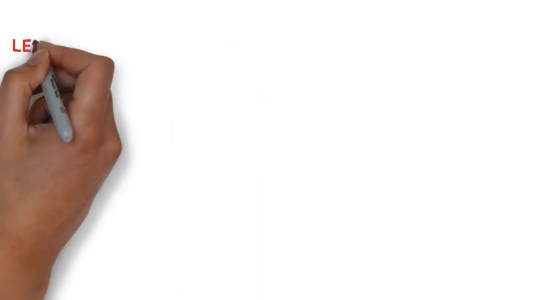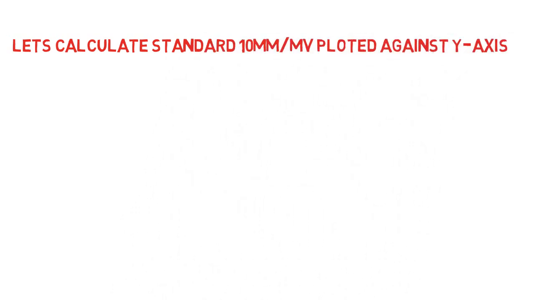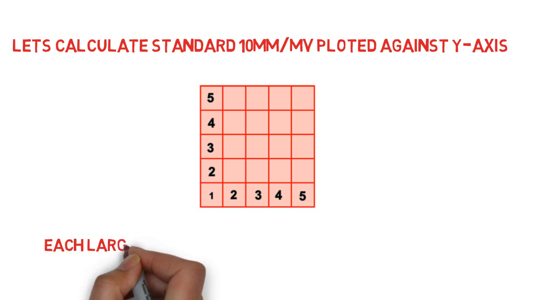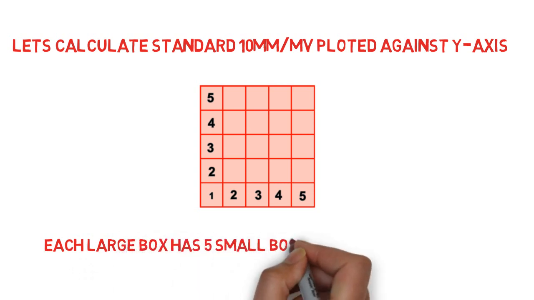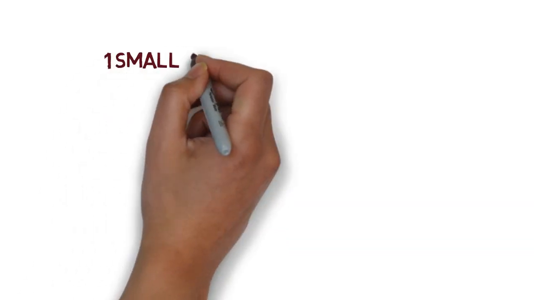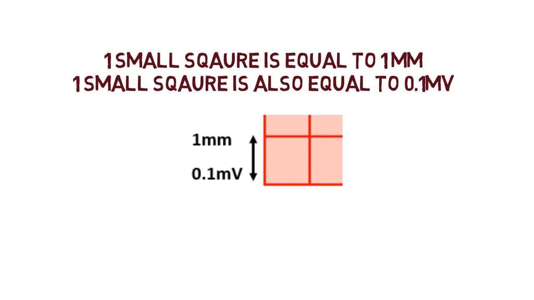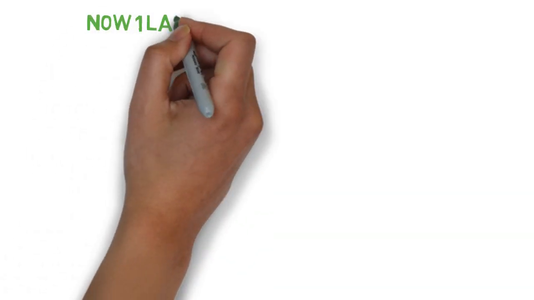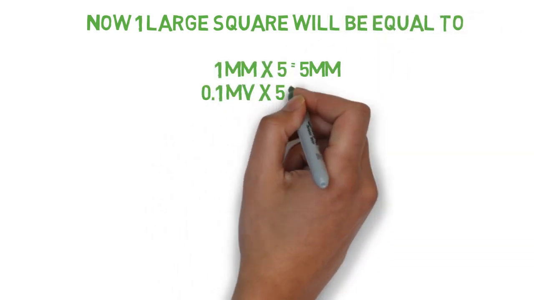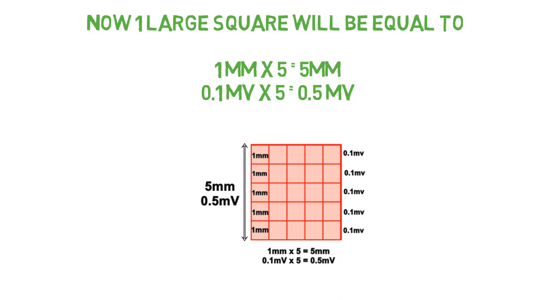Now, let's calculate the standard 10 mm per mV, which is used in standard ECG machines, plotted on the y-axis. Here we have a large box. Each large box has further 5 small boxes on both x and y axis: 1, 2, 3, 4, 5. Each small box is equal to 1 mm, and each small box is also equal to 0.1 millivolt. Now, one large square will be equal to 1 mm times 5, that is 5 mm, and 0.1 millivolt times 5, that is 0.5 millivolt. That can also be seen in the figure below.